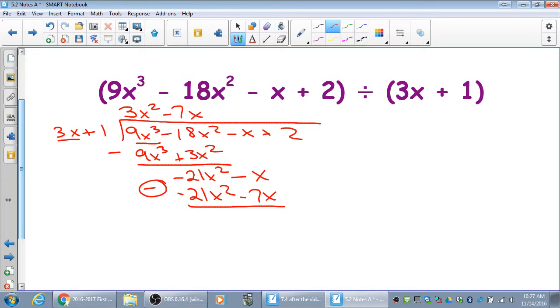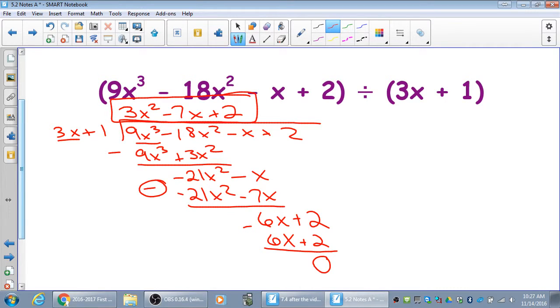Negative 1 minus negative 7 is 6. It's like negative 1 plus 7. 6x plus 2. Well, we multiply 2 times 3 to get 6. 6x plus 2. And now this time, again, we get a remainder of 0. So that's your answer right here. So this ended up being what we call a factor. When you get a remainder of 0, this is said to be a perfect factor. It divides it, very nice. The remainder is 0. That's a factor.